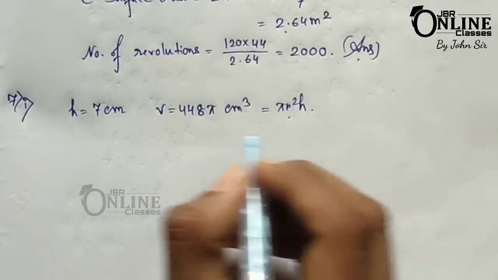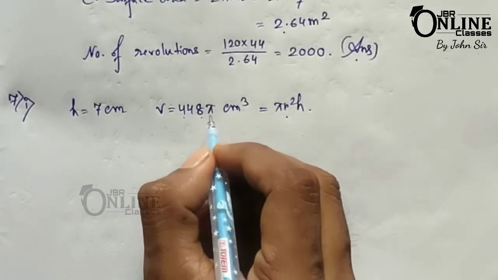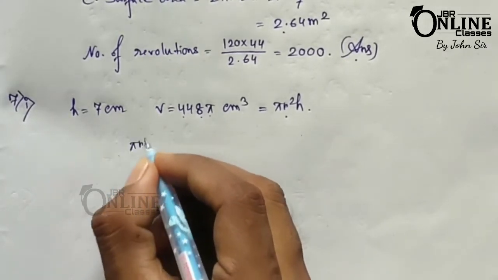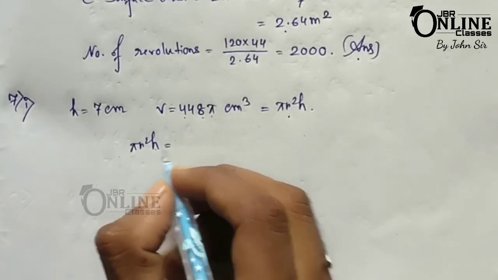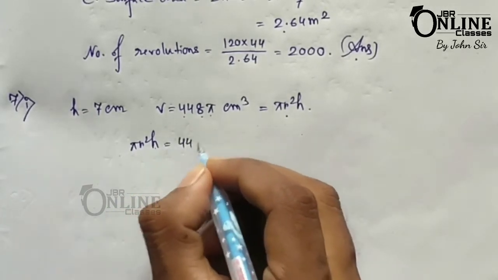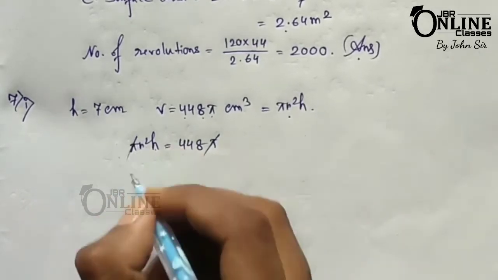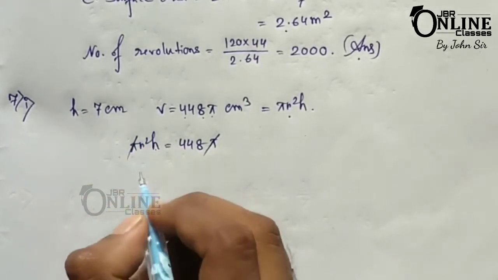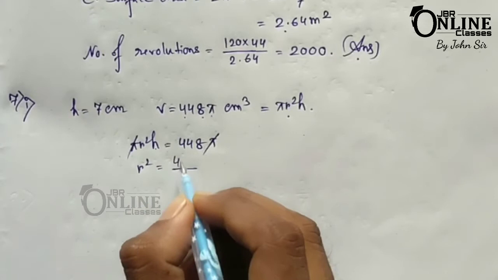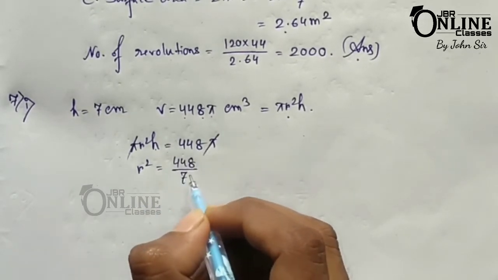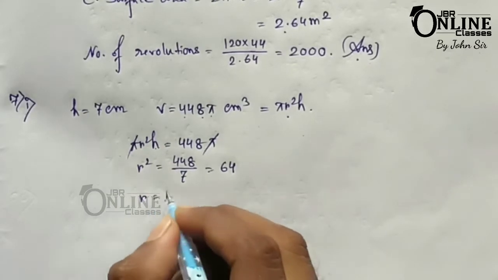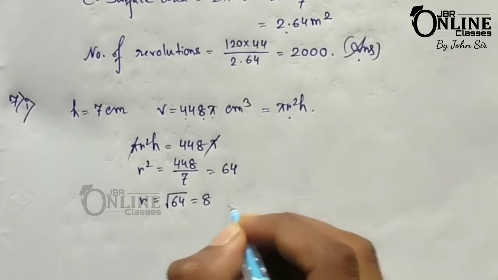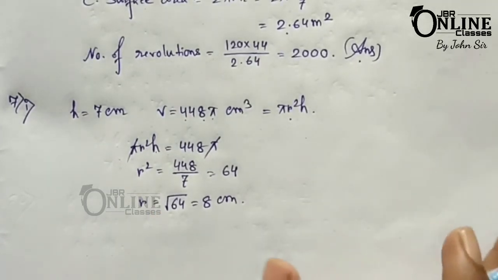So pi r square h means 448 pi. Here write down pi r square h according to the problem, where h is the height and r is the radius. So that equals 448 pi. Now pi cancels out, and as h equals 7, r square equals 448 by 7. So that equals 64. So here r equals root over 64, that means 8 centimeter. So here radius equals 8 centimeter.